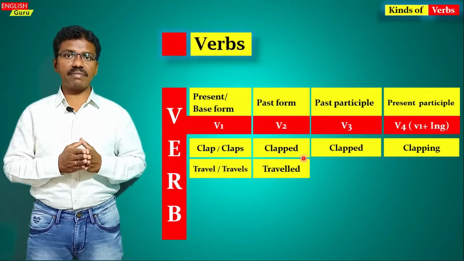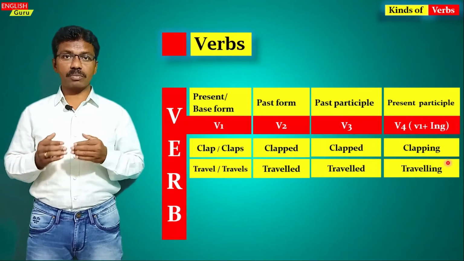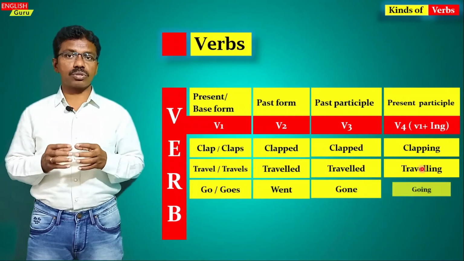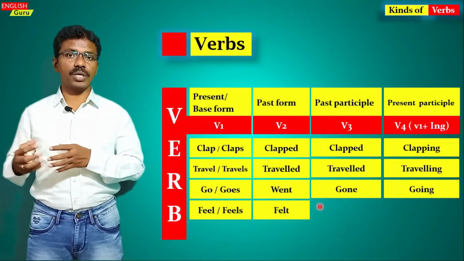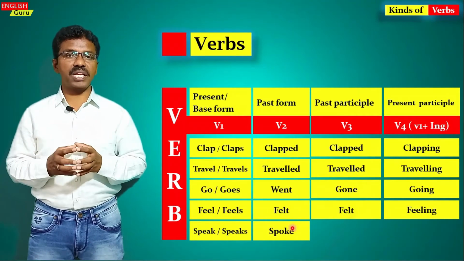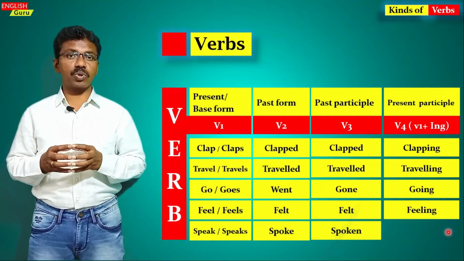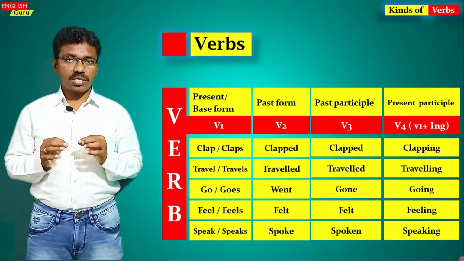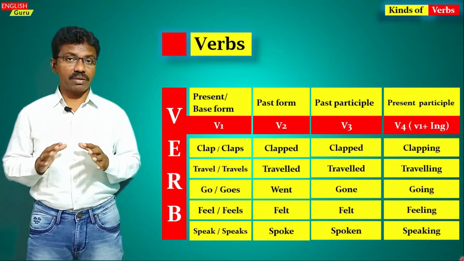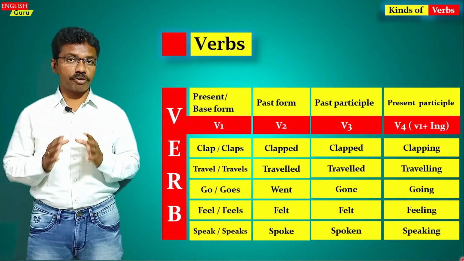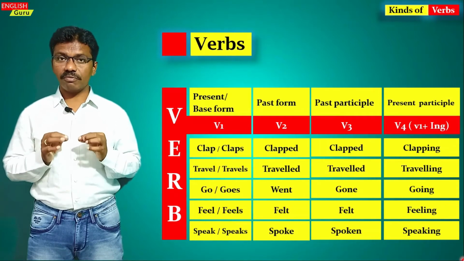In a similar manner, travel, travels verb 1, travelled verb 2, travelled verb 3, travelling verb 4. Go, goes, went, gone, going. Feel, feels, felt, felt, feeling. Speak, speaks verb 1, spoke verb 2, spoken verb 3, speaking verb 4. So this is for general understanding. Any main verb or finite verb will certainly have all these four forms. That is a very essential thing that we need to keep in mind.